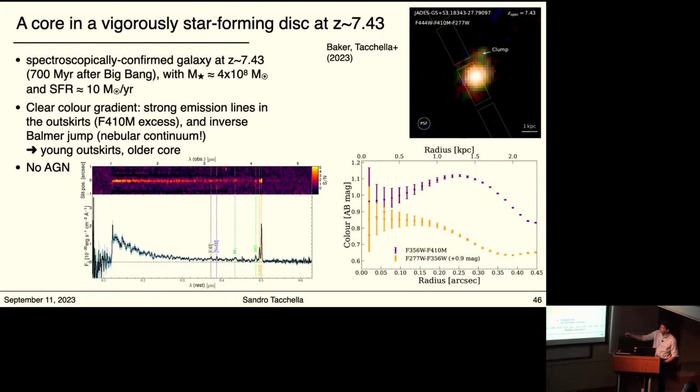And you can see that, in one color, in the 3.5 versus 4.1 color, this goes up and the other one goes down, which indicates that there is a 4.1 micron excess when you go to the outskirts, which, with the spectrum, you can clearly see is related to the oxygen line and the H-beta line. So when we look at the spectrum itself, we don't see any AGN activity, so we just focus here now on stellar emission again. And so the galaxy to first order is quite compact, but has also this clump in the outskirts.